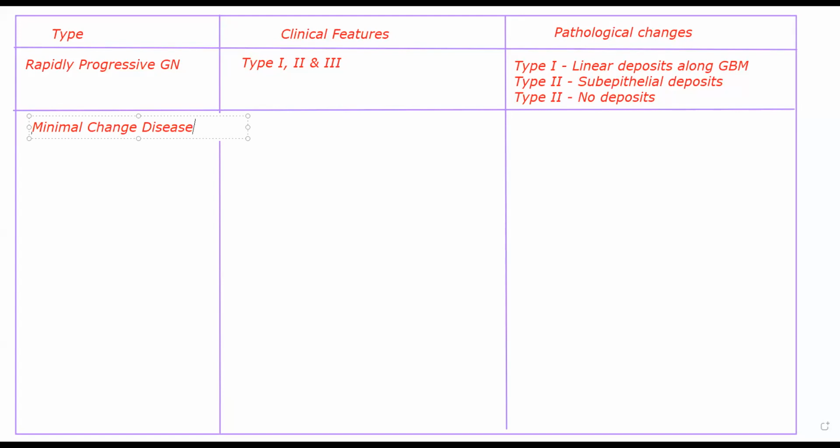Change disease. Now, minimal change disease is also called MCD, or lipoid nephrosis, or nil deposit or foot process disease. There are several names. Each of these glomerulonephritis will have several names attached to it. Generally, in your exam, they'll be straightforward. They'll ask you with minimal change disease, what is RPGN, but sometimes they can ask you other names.